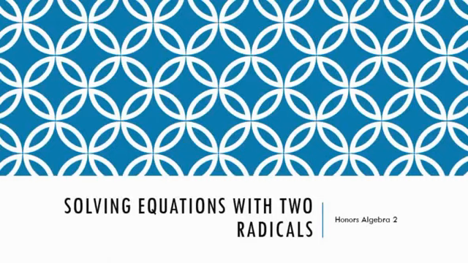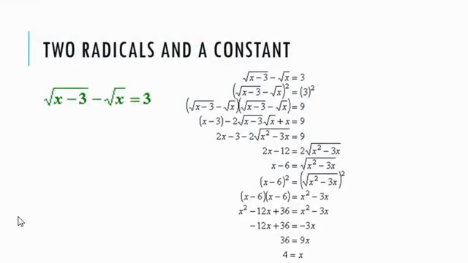Hey, and welcome to this lesson on solving equations with two radicals. So normally you could just get everything that's outside of the radical on one side and then square it. However, you may find yourself in a position where there is another radical within the problem.